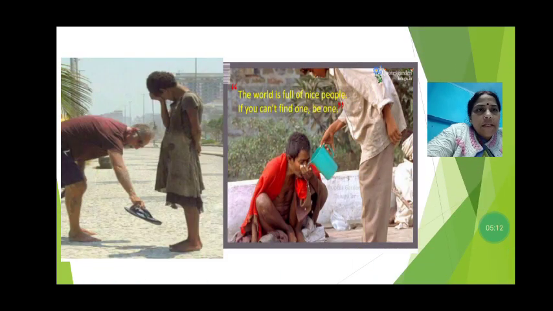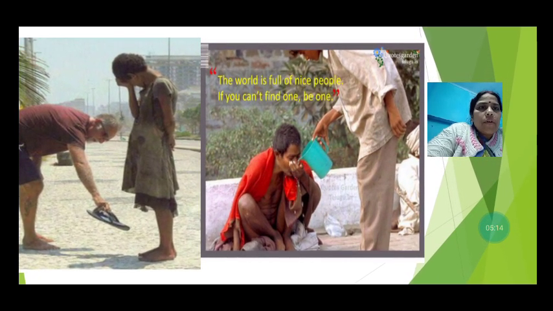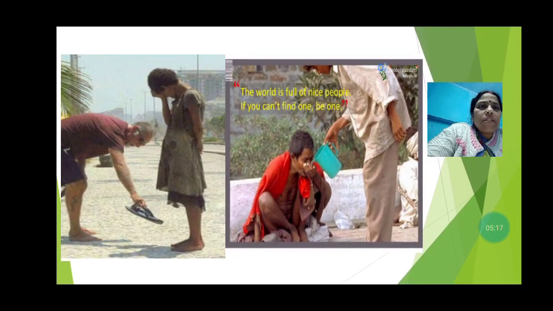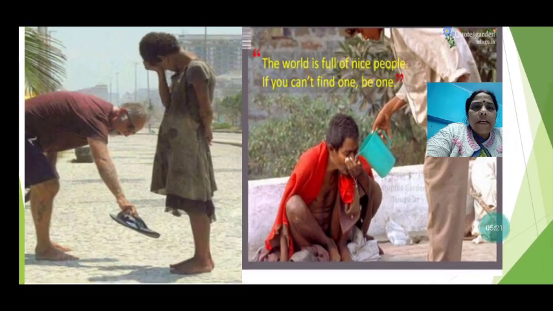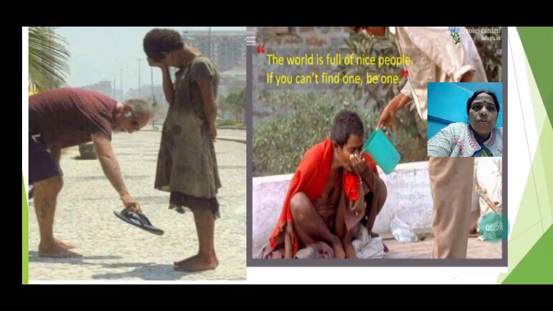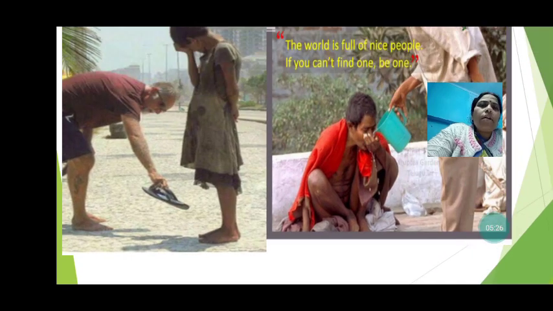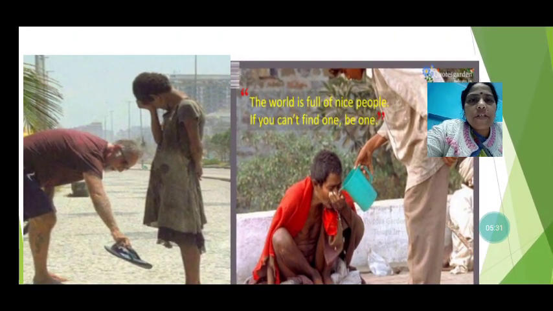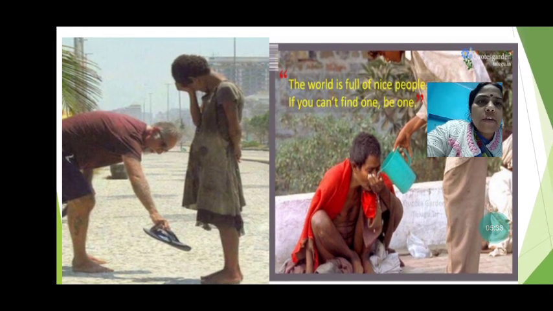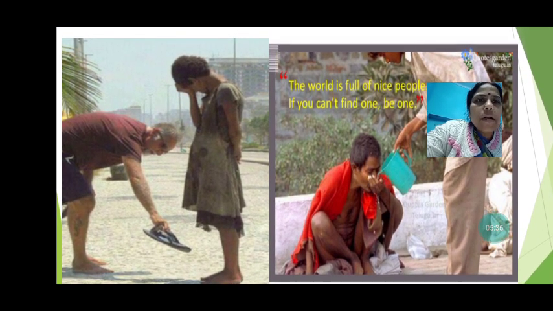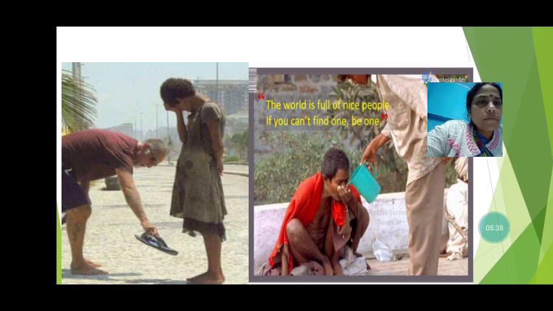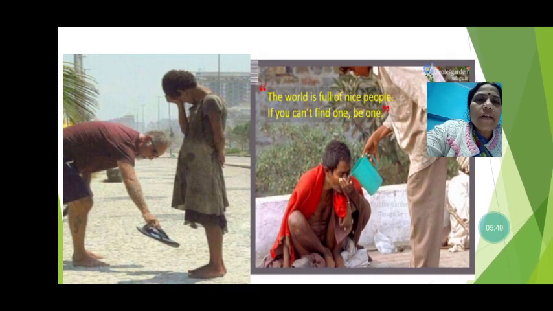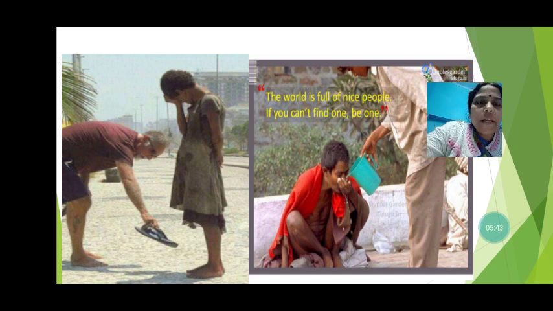Now see here. The world is full of nice people. If you can't find one, be one. So here you can see a man. He is giving his slippers to a poor girl. In this first picture, what do we see? The man is giving his slippers to a poor girl who does not have slippers, and he has given them to her without caring for himself. So he is showing an act of generosity.